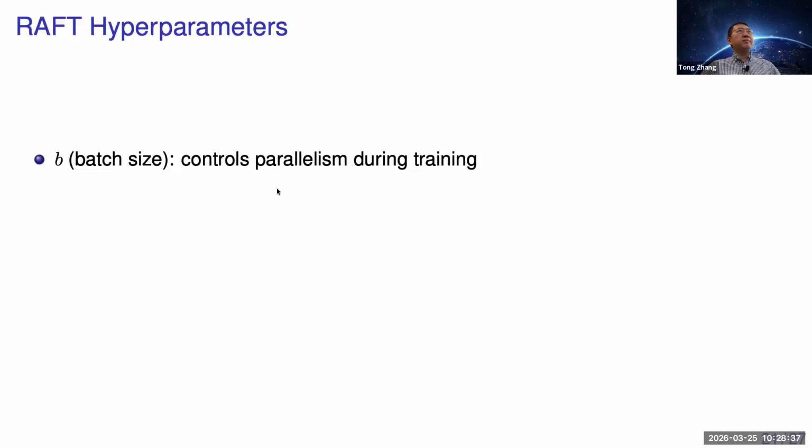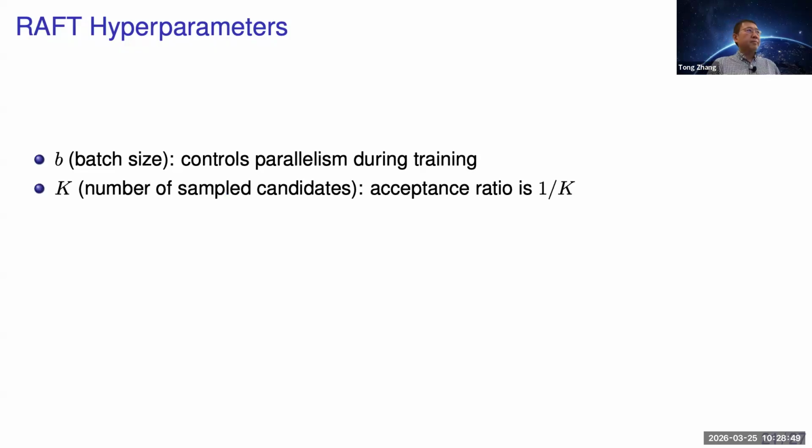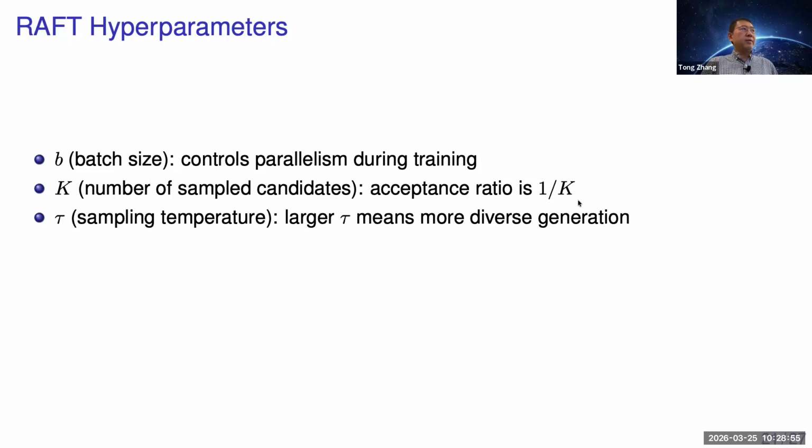This is generating a batch. This is not training. This is not the SFT batch size. SFT could usually use a smaller batch size, but this batch size is a generation batch size. K is the acceptance ratio, usually 1 over K and so on. Tau is this one, say 0.8 instead of 1.